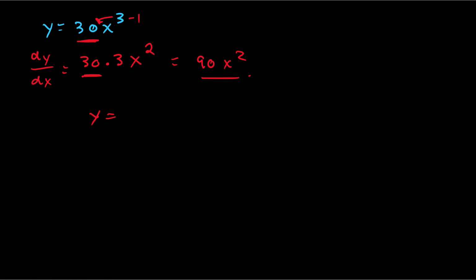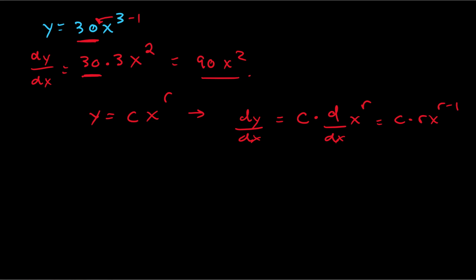And the rule is that if I have a constant multiplied by x to the power of r, and I take the derivative dy by dx, that is the same as saying c multiplied by d dx of x to the r, which is c multiplied by r x to the r minus 1. So let us graph the function and its derivative and take a look at what it looks like.